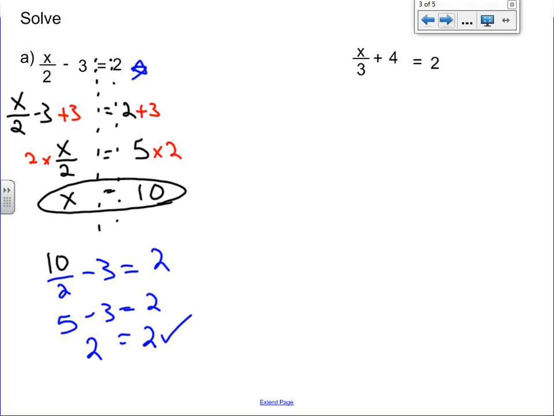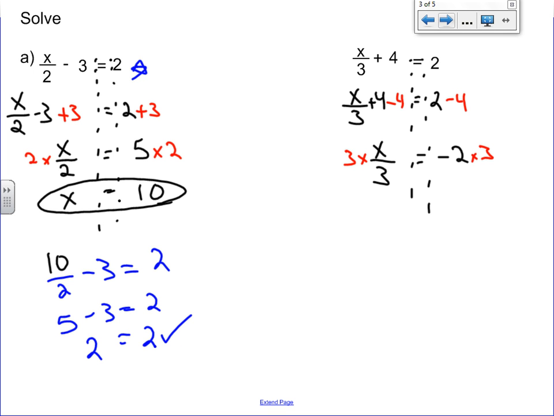Okay, let's try another example here. Leave the x over 3, and remember we'll keep our equal sign down that same line. Plus 4, so the opposite of plus 4 is minus 4. Keep our equal sign ready to go. The 2 stays, and now we want to minus 4 still. On the top, our 4s will cancel out. We're left with x over 3, and that's equal to 2 minus 4, which is negative 2. Now we're going to get rid of our 3 here, so we do that by timesing each side by 3 since it's the opposite, and we're left with just x is equal to, and negative times a positive is a negative. 2 times 3 is 6, so our answer is negative 6.